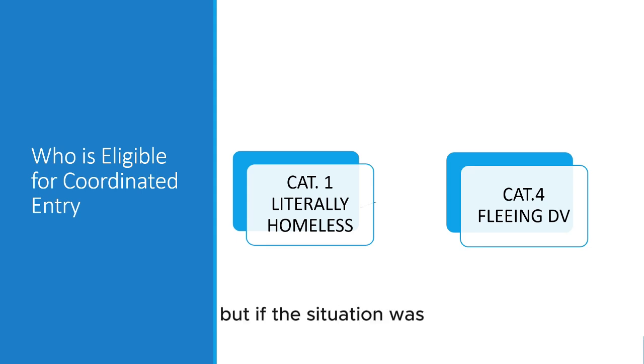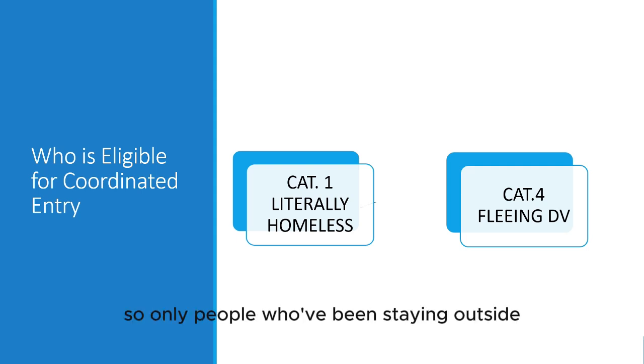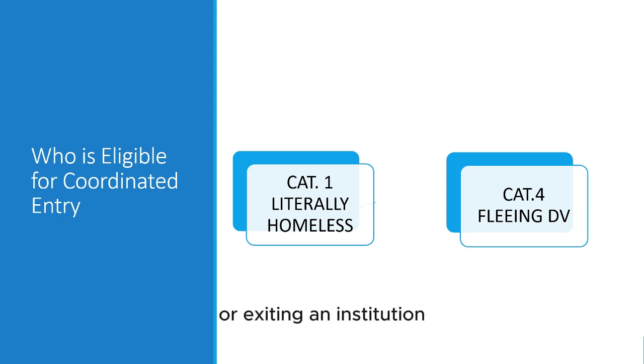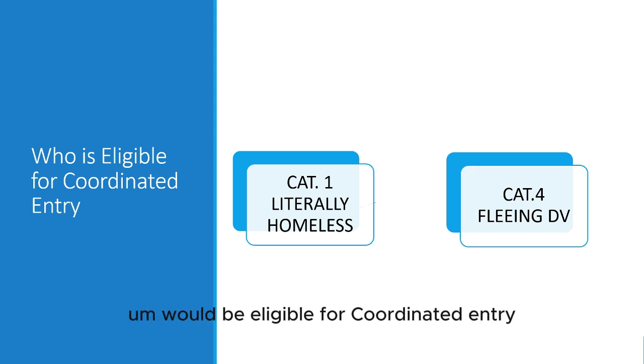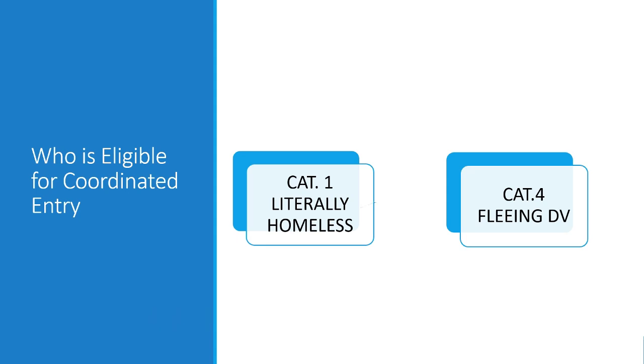But if the situation was that the client had been staying outside or a car or an emergency shelter in the last 7 days before coming in for coordinated entry, that person would be eligible. So only people who have been staying outside in a car, in an emergency shelter, or are exiting an institution that they've been at for 90 days or less and were literally homeless before that institution would be eligible for coordinated entry. And those who are fleeing domestic violence and don't have other housing are always eligible for coordinated entry.